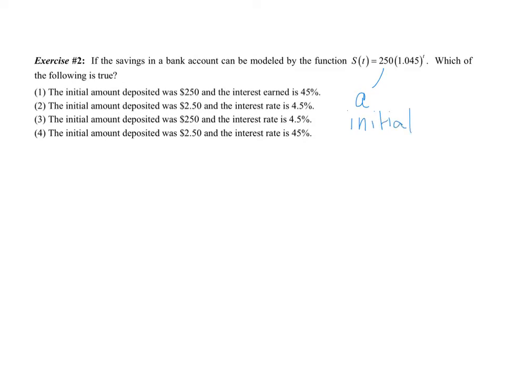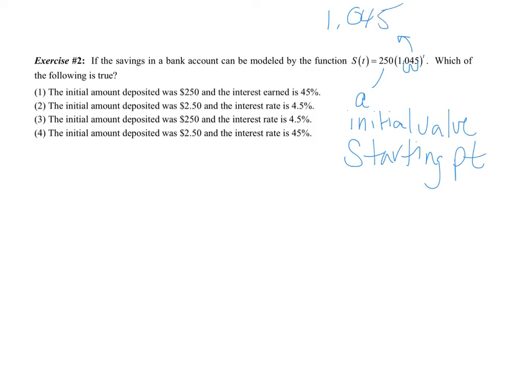Some other words for initial: starting point. Okay. Now let's take a look at my B. This is written as a decimal. Don't forget, if I want to change this back to a percent, I take my decimal and I move it 2 places. So this is 4.5. If I have 1.045 as a decimal, I bounce it 2 places. My decimal would sit right there. I am 4.5% higher than 100. So I'm 4.5% increase.